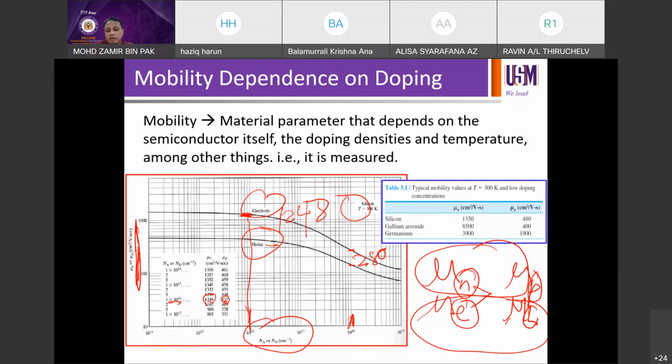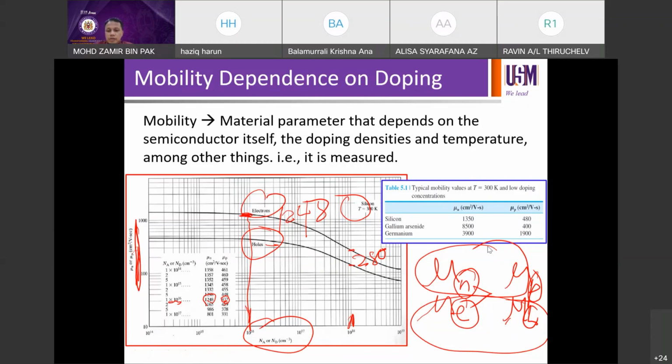Why do you think it's reducing? When you dope at a high doping level at 10 to the 18 with reference to 10 to the 16, your mobility of electron reduces by about 4 times. You can calculate to be exact. It's about 4 times, more or less. Okay, you're saying because more collisions between electrons. Are you saying collision between electrons to electrons? Or any other answers?